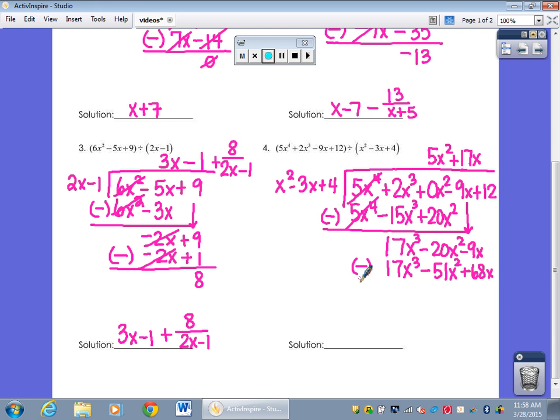And we are subtracting big numbers. You're going to cancel. Negative 20, negative, negative becomes positive 51. So 51 minus 20 is 31x to the 2nd. Negative 9 minus 68 is negative 77x. Then we bring down the 12.